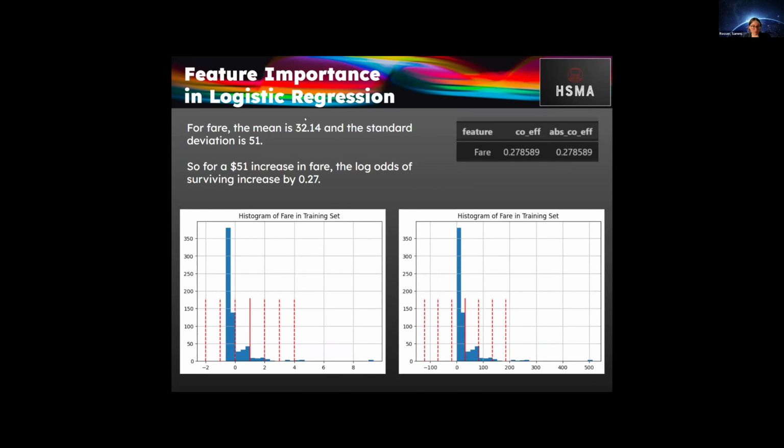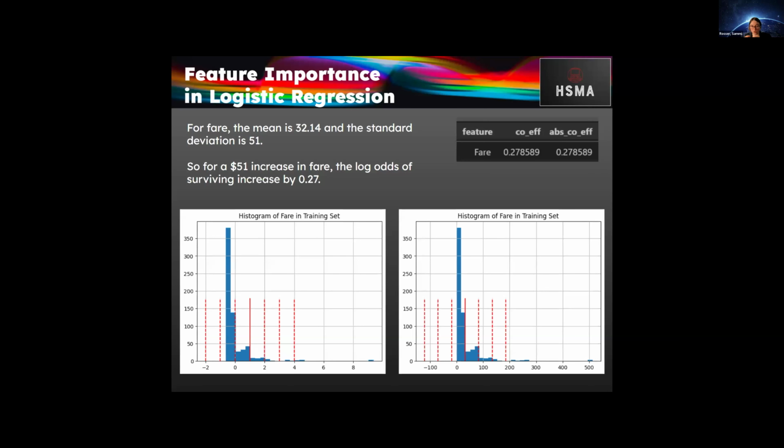For fare, the mean is about 32.14. This solid red line, and each dotted red line, indicates 1 standard deviation from the mean. So for a $51 increase in fare this time, so $51 is the standard deviation, the log odds of surviving increase by 0.27. The reason I'm having to tell you all about the standard deviations is because we have standardized the data, it no longer correlates to a 1 unit increase.